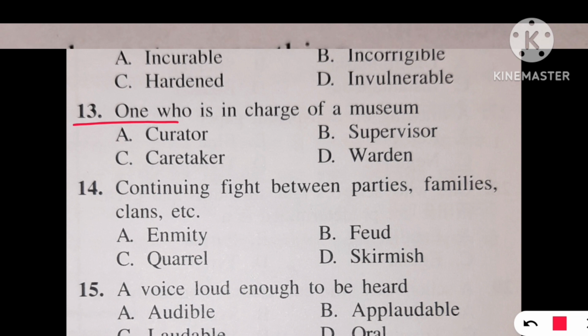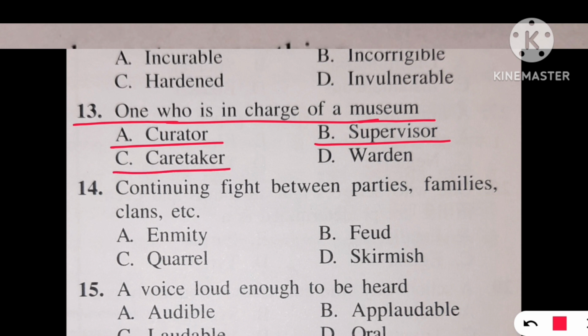Number 13. Who is in charge of a museum? Option A, curator. Option B, supervisor. Option C, caretaker. And option D, warden. So the right answer is option A, curator. Curators are in charge of a museum.